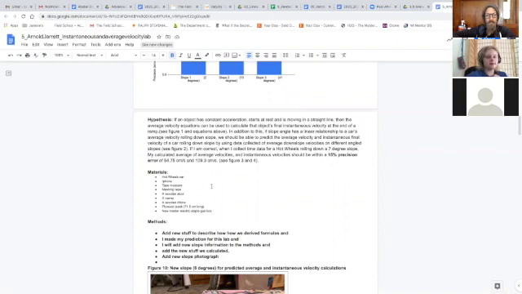So what I have? Yes, what you have. If an object has constant acceleration, starting at rest and is moving in a straight line, then the average velocity equations can be used to calculate the object's final instantaneous velocity at the end of the ramp. See figure 1 and equation above.